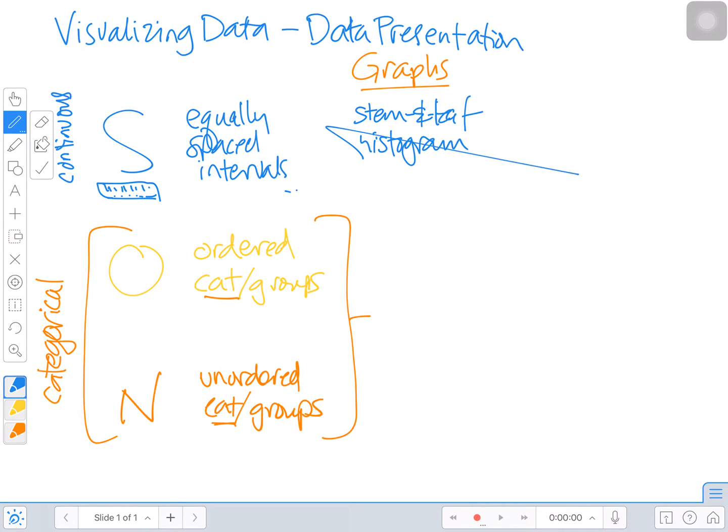And what we'll see is that a histogram basically is these categories that are equally spaced, and then we just show how many people are in each of those adjacent categories. So that's what a histogram looks like.